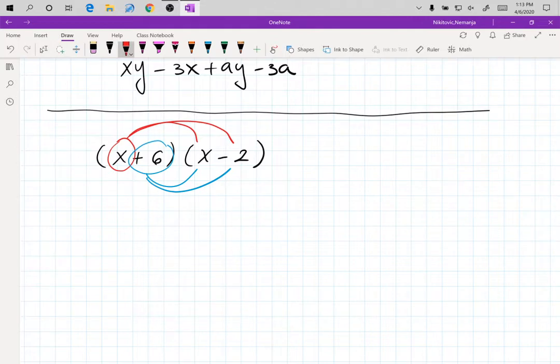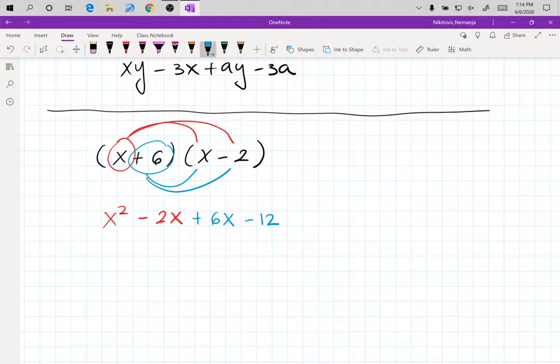Red terms: x times x is x squared, because 1 plus 1 is 2 for exponents. And then negative 2 times x is minus 2x. So we have x squared minus 2x, and that's the red distribution. Then we move to the blue distribution, which is plus 6x, and then 6 times negative 2 is negative 12. So we did red distribution with x and blue distribution with positive 6, obtaining this expression below.